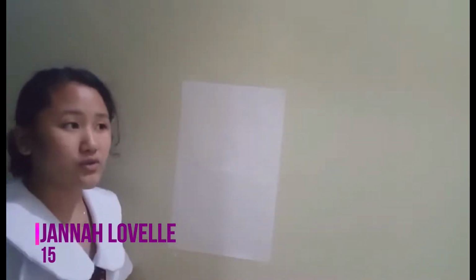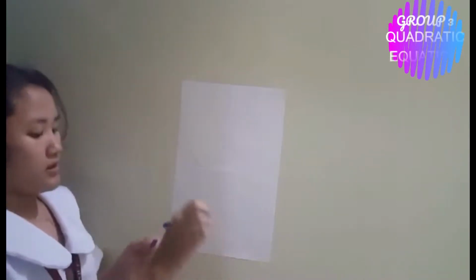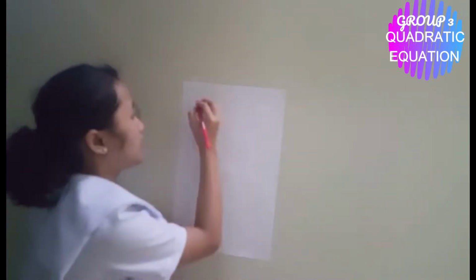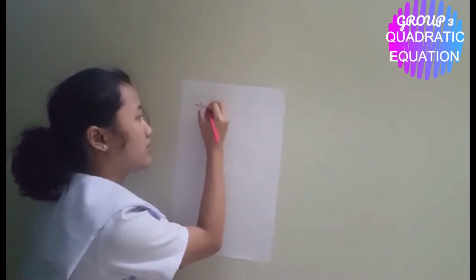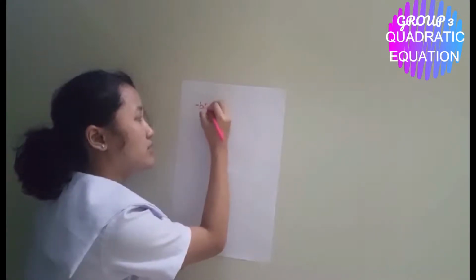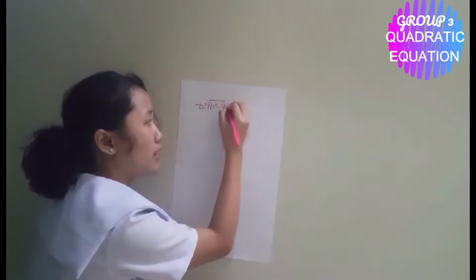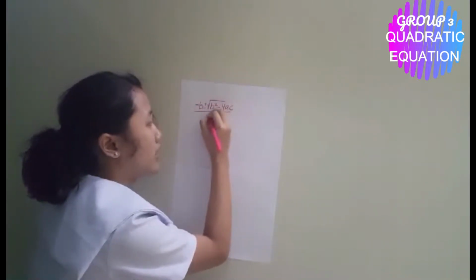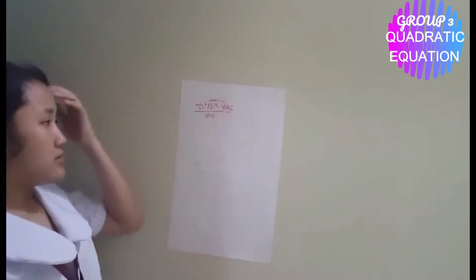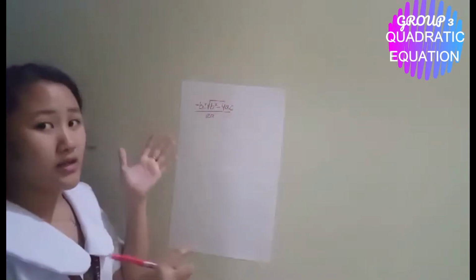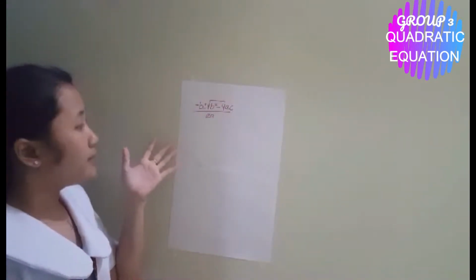Okay, so today I'm going to teach you how to solve quadratic equations using the quadratic formula. So the quadratic formula is negative b plus minus square root of b squared minus 4ac over 2a. So that is the quadratic formula.